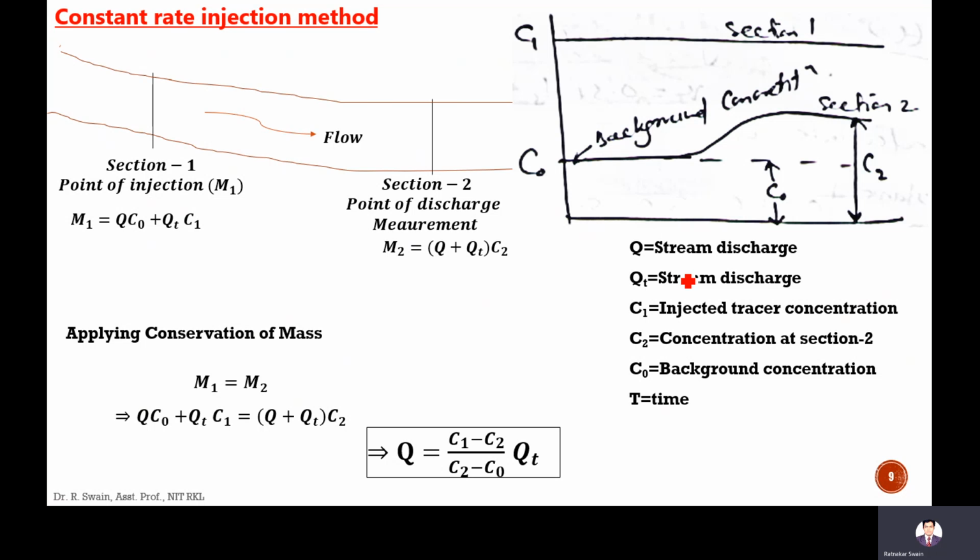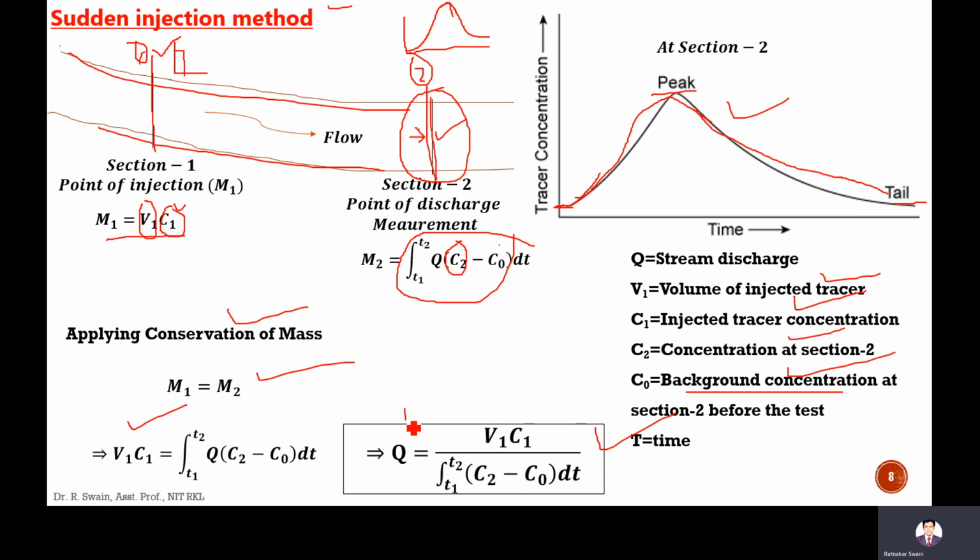So using this mass conservation, we got the discharge, which is equal to V1 C1 divided by the integration from T1 to T2 of C2 minus C0 into dt. So if you know the volume of the injected tracer and can measure the concentration of the tracer put into the river, divide by the integration of C2 minus C0 into dt. C2 is the concentration that we are measuring at section 2, and C0 is the background concentration of the tracer.